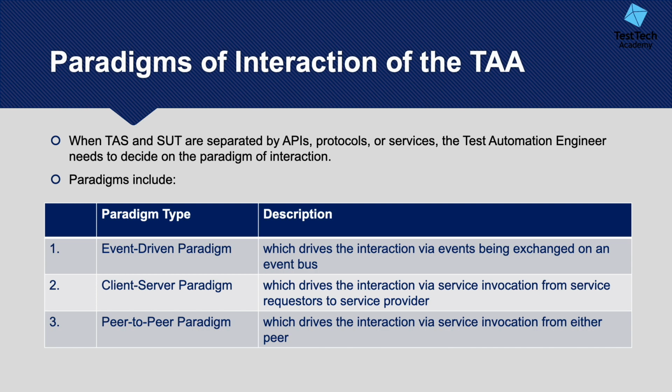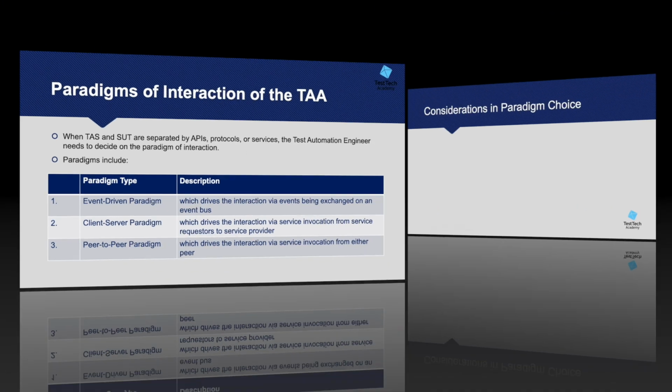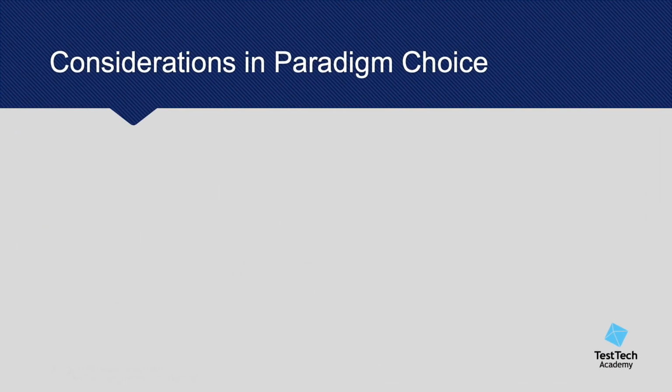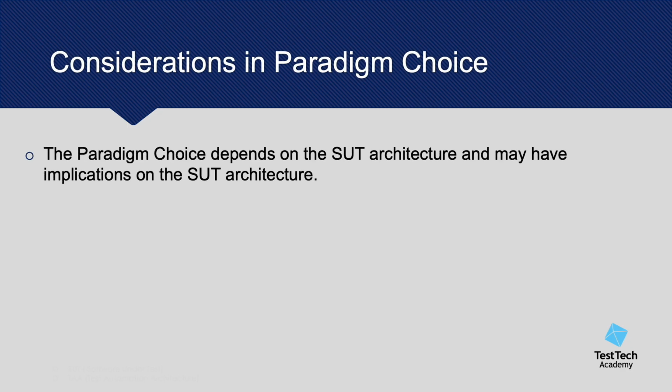Each of these paradigms offers its own advantages and considerations depending on the nature of the SUT and the testing requirements. By understanding and choosing the appropriate paradigm for interaction, we can design more efficient and effective automated test architectures. Let's discuss what needs to be considered when making a choice about the paradigm for your test automation architecture.